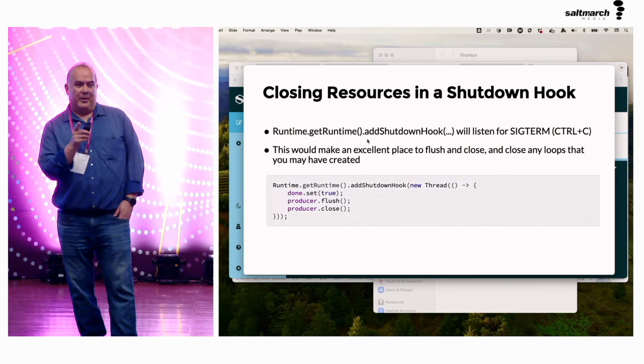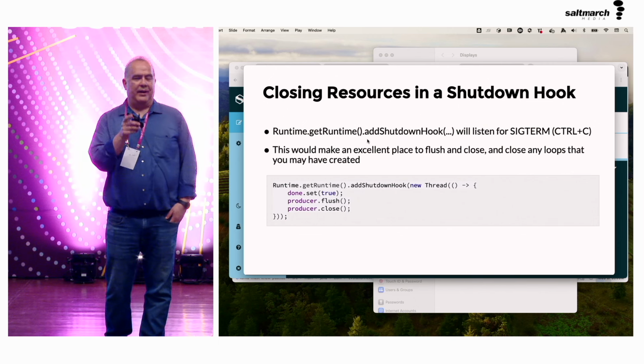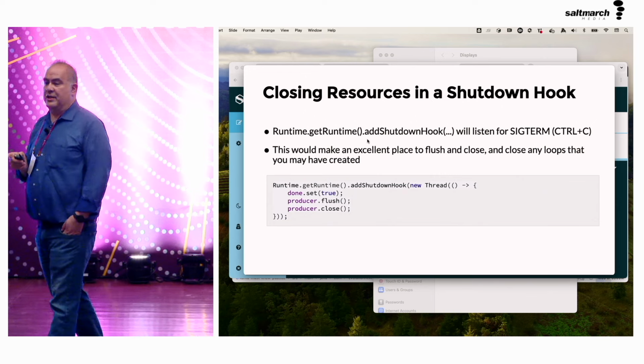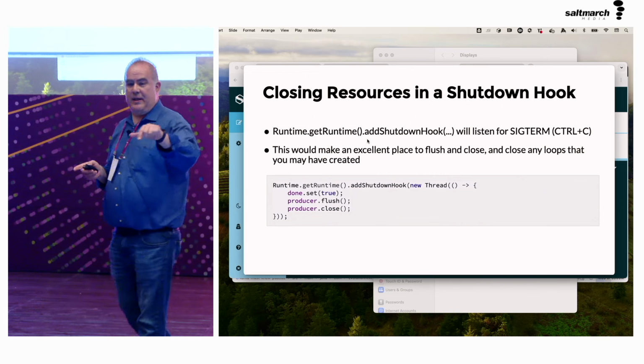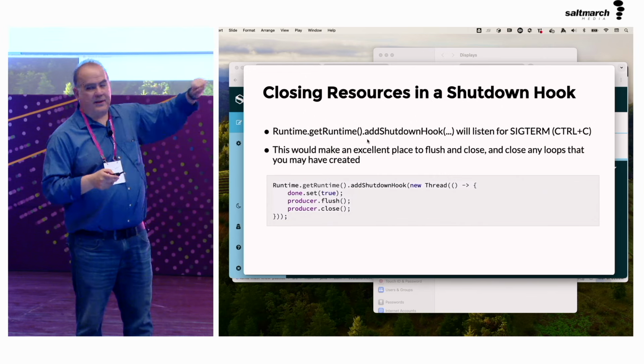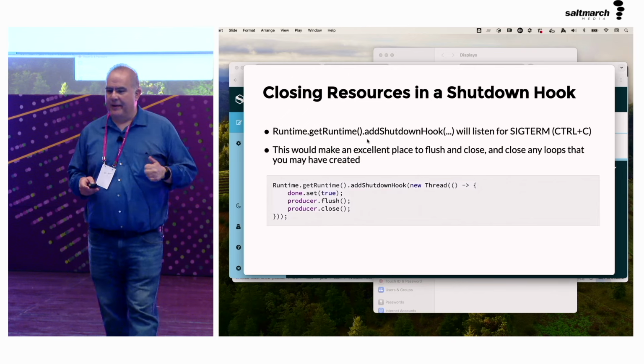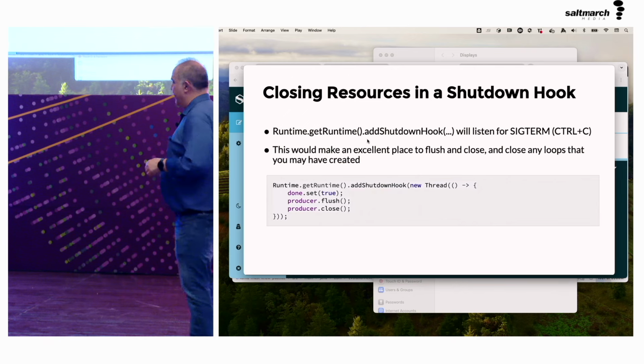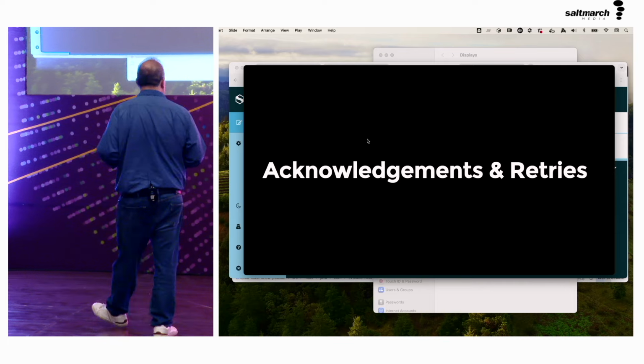And has anyone heard of, in Java, runtime.getRuntime.addShutdownHook? One of the coolest things that you should know, if you don't yet: this one will listen to SIGTERM, which is what? Control C. Someone hits Control C, this gets triggered. And so that's probably the best place for you to do that producer.close.